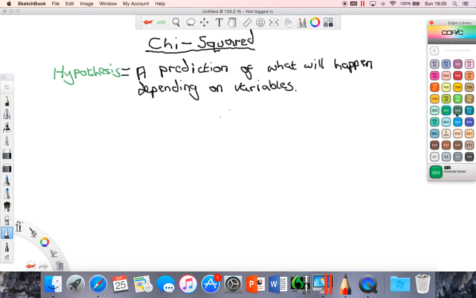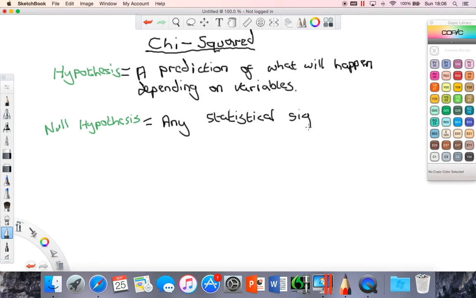What's important in biology, and particularly when we're using statistics, is something called a null hypothesis. Now, if something's null, that basically means it's fake or that it does not exist. So a null hypothesis is always, no matter what it is, that any statistical significance is down to chance.